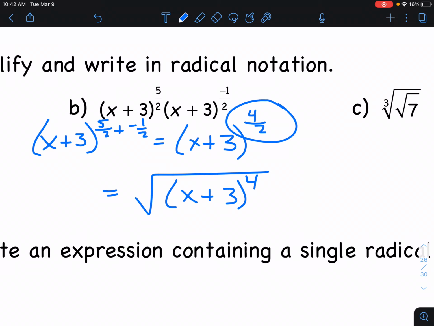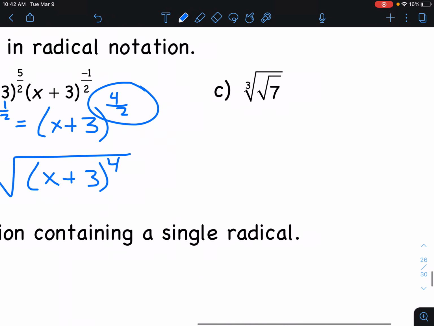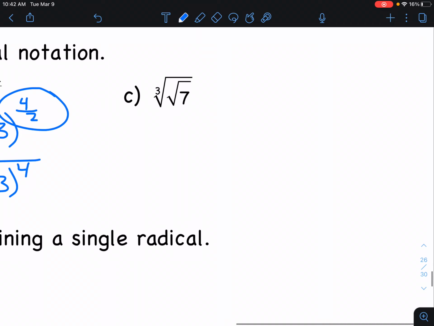So the next one, very, very tricky problem. We have a cube root, you would say the cube root of the square root of 7. Very intimidating looking problem. What we're going to do is split it up. We're going to start with a 7. Again, it's tricky because what we're going to have to do is turn it into exponents and then multiply them and then turn them back into a radical.